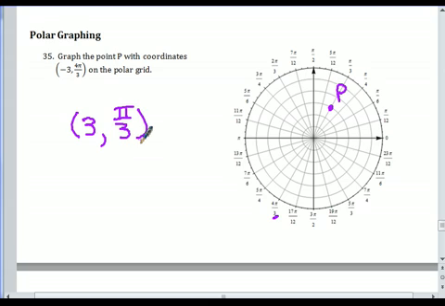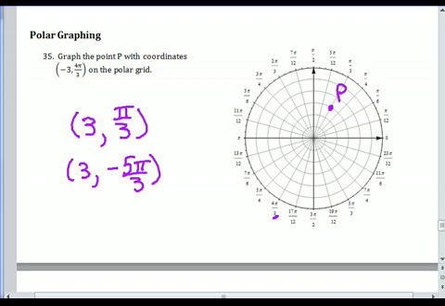We could do a positive radius and a negative angle. So if I keep the positive radius of 3 but consider the negative angle, which starts here and goes all the way around to there, well, that would be 1/3, 2/3, 3/3, 4/3, 5/3. This would be -5 pi over 3. And so that would be another acceptable answer.